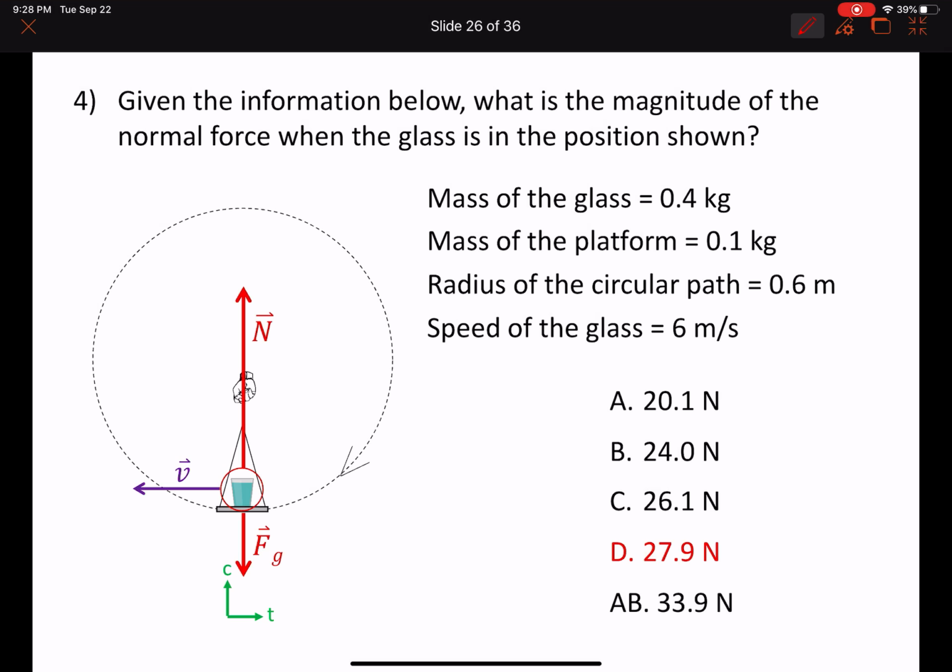So this is greater than the one we found before, right? Remember, when the glass was at the top, we ended up subtracting and finding the difference between those. Here at the bottom, they end up added together. So we get a greater normal force at the bottom than at the top, just as we expect. And that's the end of that video.